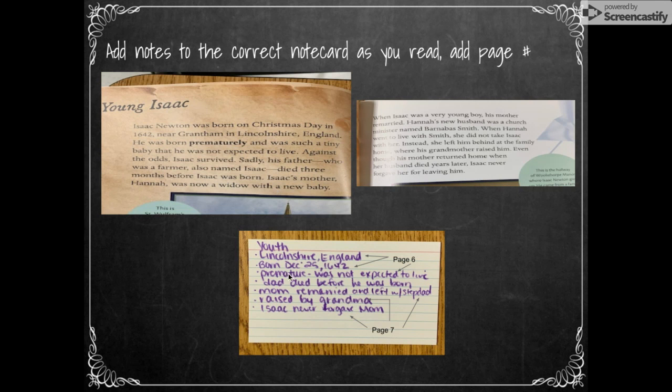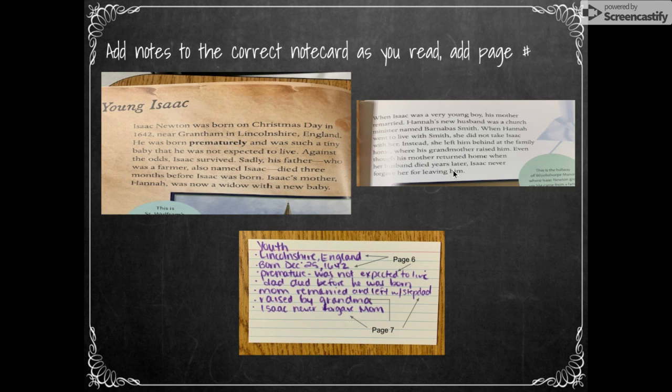on Christmas Day, 1642. I don't know if I'll actually use these because I don't think people will care about when he was born, but maybe they do. I think it's interesting that he was born on Christmas. More importantly, he was born prematurely, was not expected to live. Dad died before he was born. Instead of saying his father, who was a farmer, also named Isaac, died 3 months before Isaac was born, I changed that and put that in my own words.